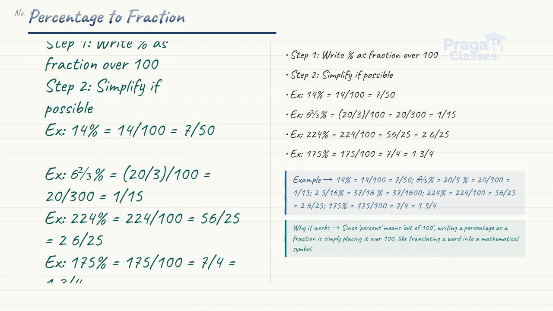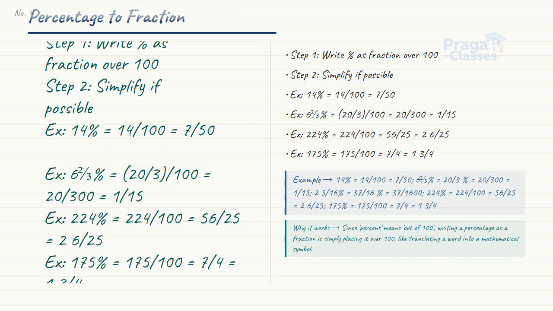Let's work through the examples. First, 14%. Write it as 14 over 100. Now, what number divides both 14 and 100 evenly? 2 does. 14 divided by 2 is 7, and 100 divided by 2 is 50. So 14% simplifies to the fraction 7 over 50.